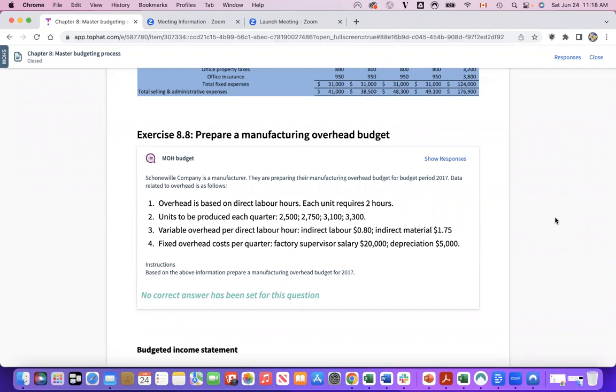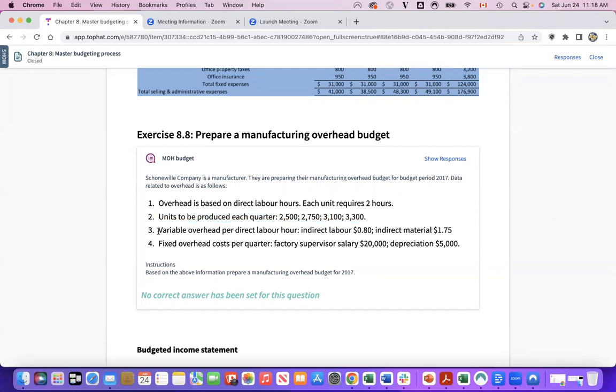Units to be produced each quarter would be 2,500 in quarter one, 2,750 in quarter two, 3,100 in quarter three, 3,300 in quarter four. And remember, if this information wasn't given and you were preparing all the budgets, which budget would you look to find that information? You look to your production budget. That is coming from your production budget.